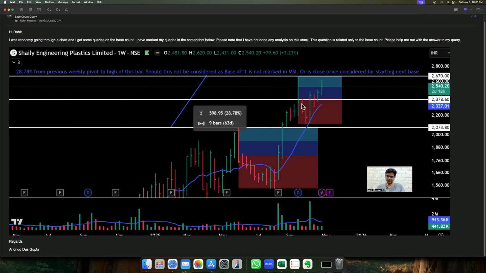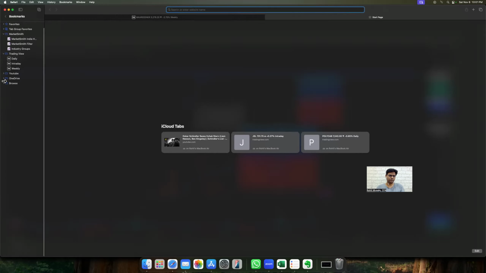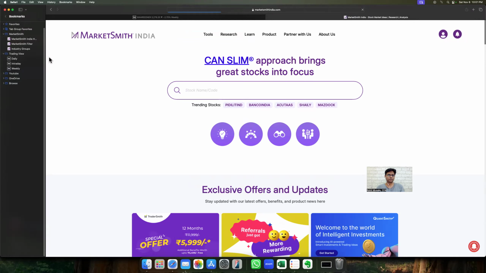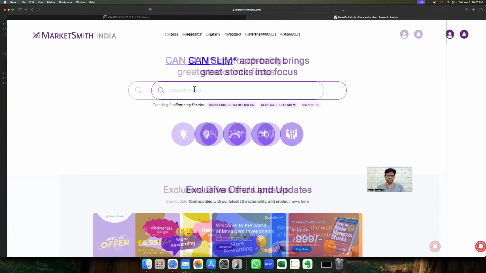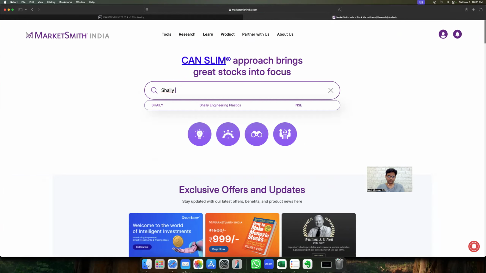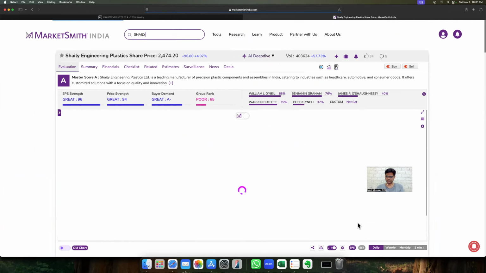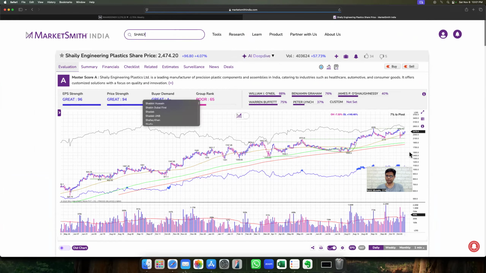Well, his analysis is correct. If this is base 3, I would consider this as base 4. Let's go to Market Smith and see what they have shown. So let's go to Market Smith. Let's type here. The name of the stock is Shiley. We have to go to the weekly time frame chart. Let's open this.